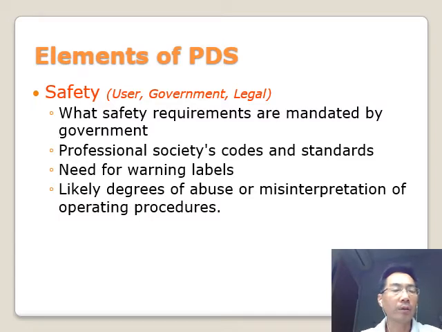So for the company or the one producing this product, you need to pay attention to the government requirements as well as legal issues. So what safety requirements are mandated by the government, professional society code of conduct, codes and standards. So the need for warning labels. For warning labels, for example, we are playing with toys. If the toys have small components, we must have some warning labels on the surface. Okay, other things like likely degree of abuse or misinterpretation of operating procedures. So this may cause a lawsuit.